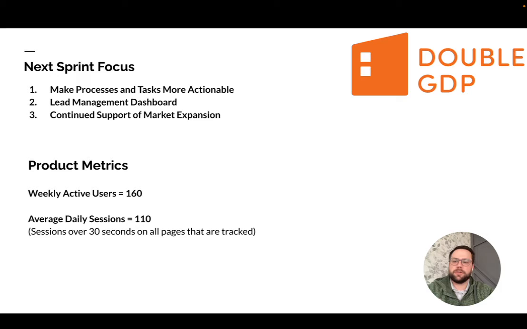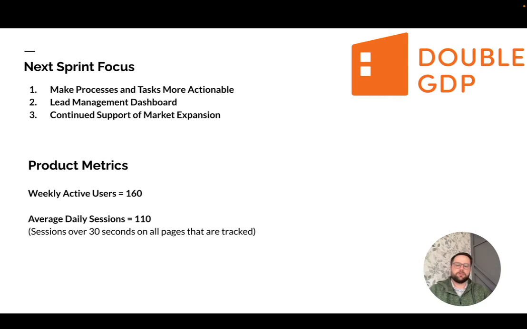Next sprint, we're going to be spending some time to make processes and tasks more actionable. I really like where our processes and tasks have gotten in terms of functionality, but we haven't necessarily hit the nail on the head yet of how to show an admin or a manager of admins logging into the app what they need to engage with immediately to help move these projects forward.